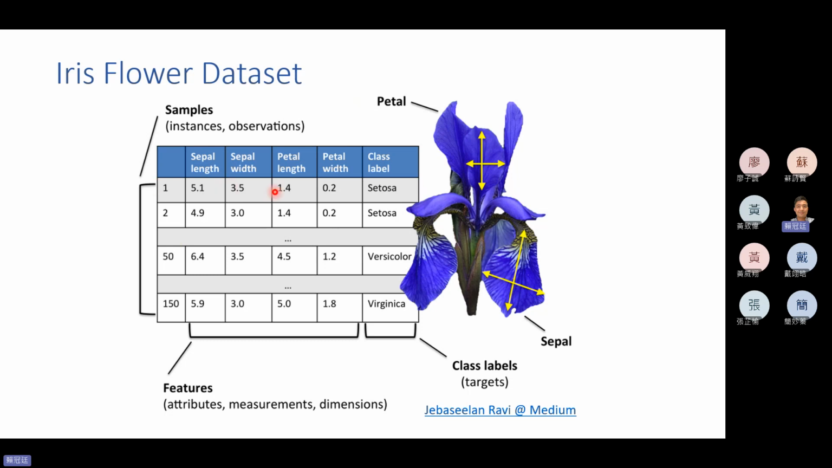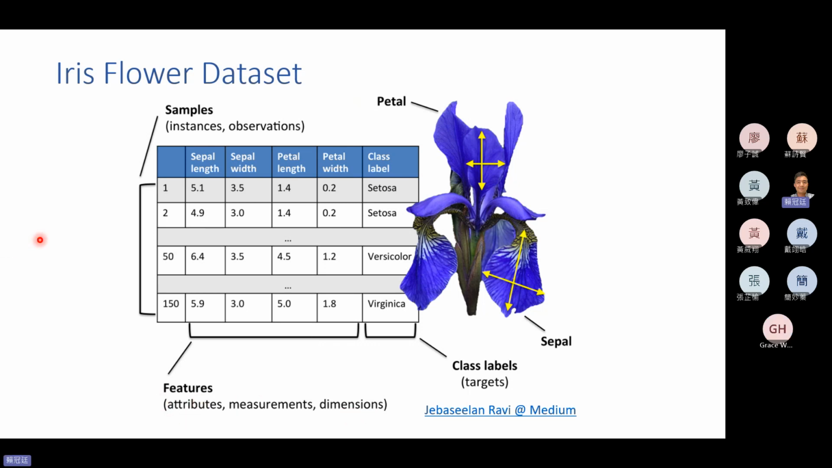So each row is 1 sample. You can call it samples or instances or observations. And we have 4 features. Features are called attributes, measurements, or sometimes dimensions, right? Dimensions. So we have 4 features, right?